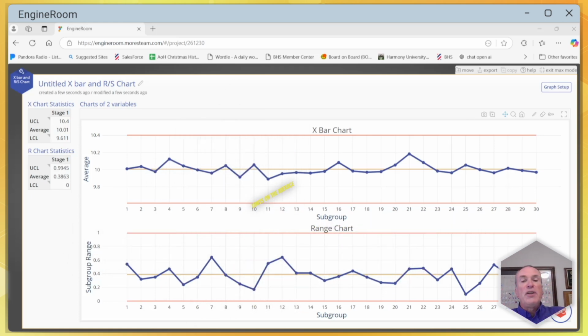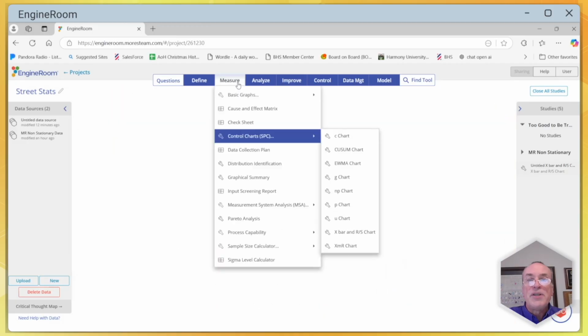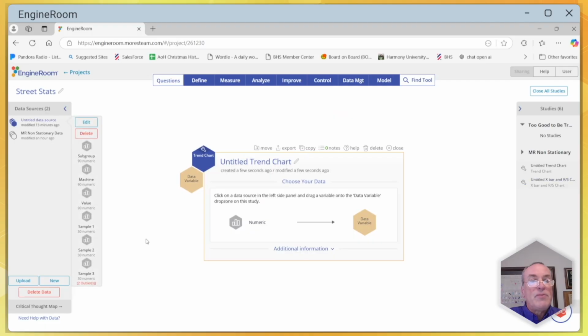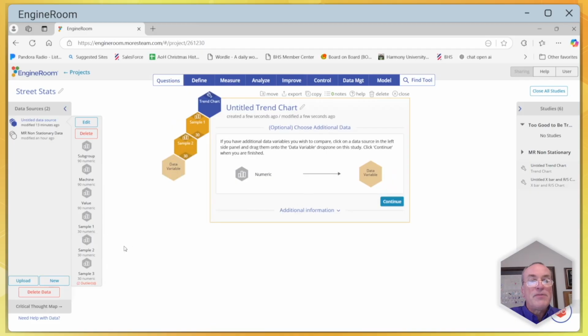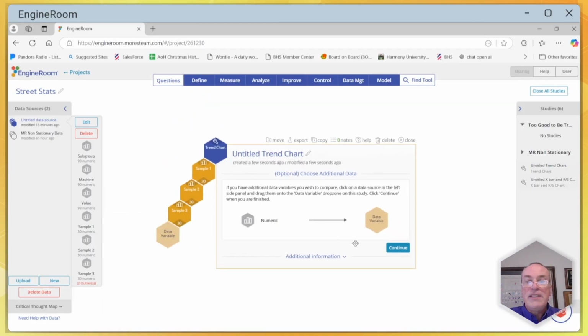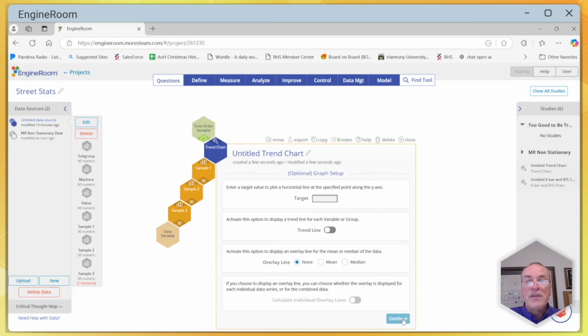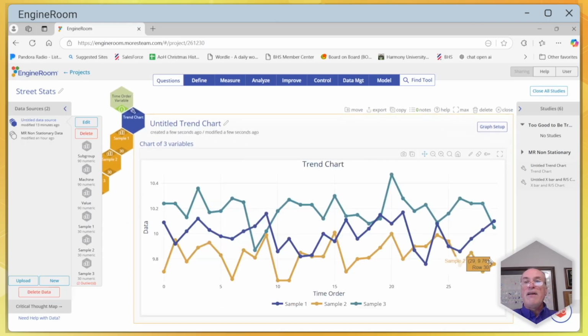So let's look at my SPC example here. Let's plot out a trend chart of those three variables. So we can go, we'll just do a trend chart. And we will grab sample number one and sample number two and sample number three. And we'll click continue and continue and continue. I'm going to not turn on the labels. And what do we have?